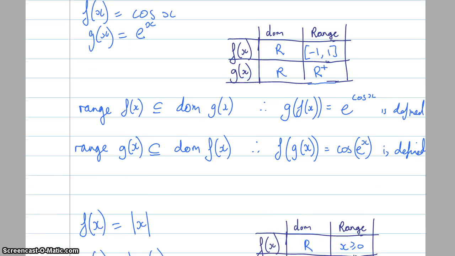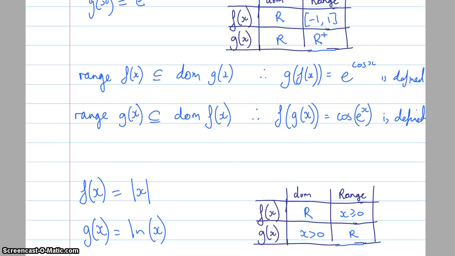Okay, let's have a look at another example. Absolute value of x and log e of x. I put my table up and I get the domain of f of x is all real numbers, and the range is x is greater than or equal to 0. The domain for g of x is x is greater than 0, and the range is R plus.